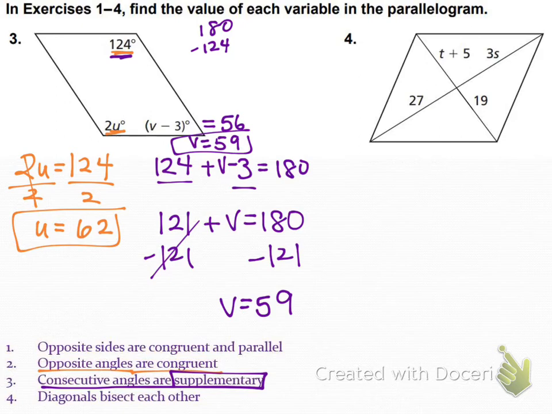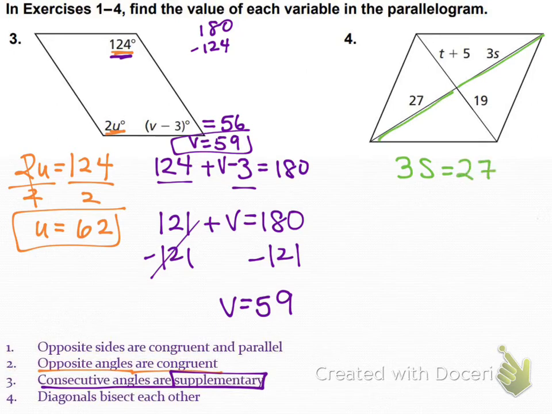And then number 4, do we want to find S or T? S, is it a side, an angle, or a diagonal? It is a diagonal. So what do we know 3S is going to equal? 27.